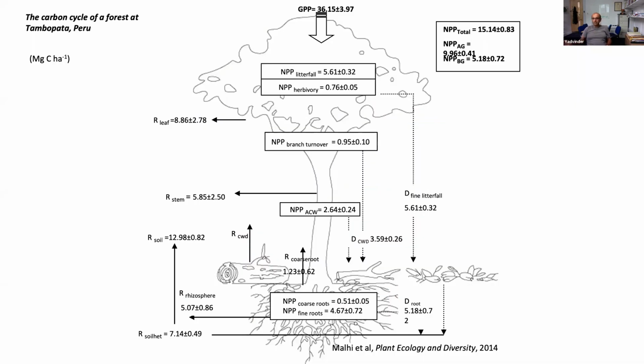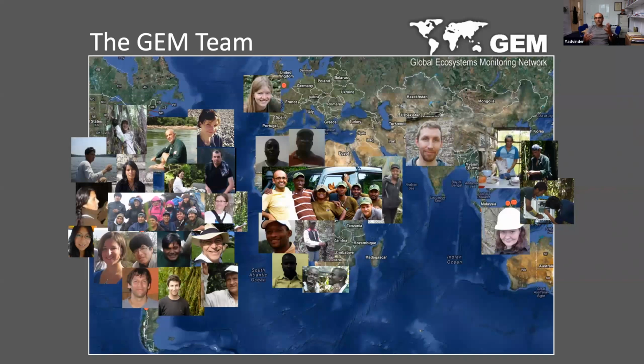And here's an example of the types of annual budgets that we can do. This is for a forest in southern Peru, in Tambopata. And you see we can come up with quite a detailed description of the flow of energy, of carbon through the system, sort of a modern day successor to these pioneering diagrams that Odum and Kira and others were doing in the 1960s and 70s. And this involves a vast number of collaborators across all of these countries that are part of our GEM network.